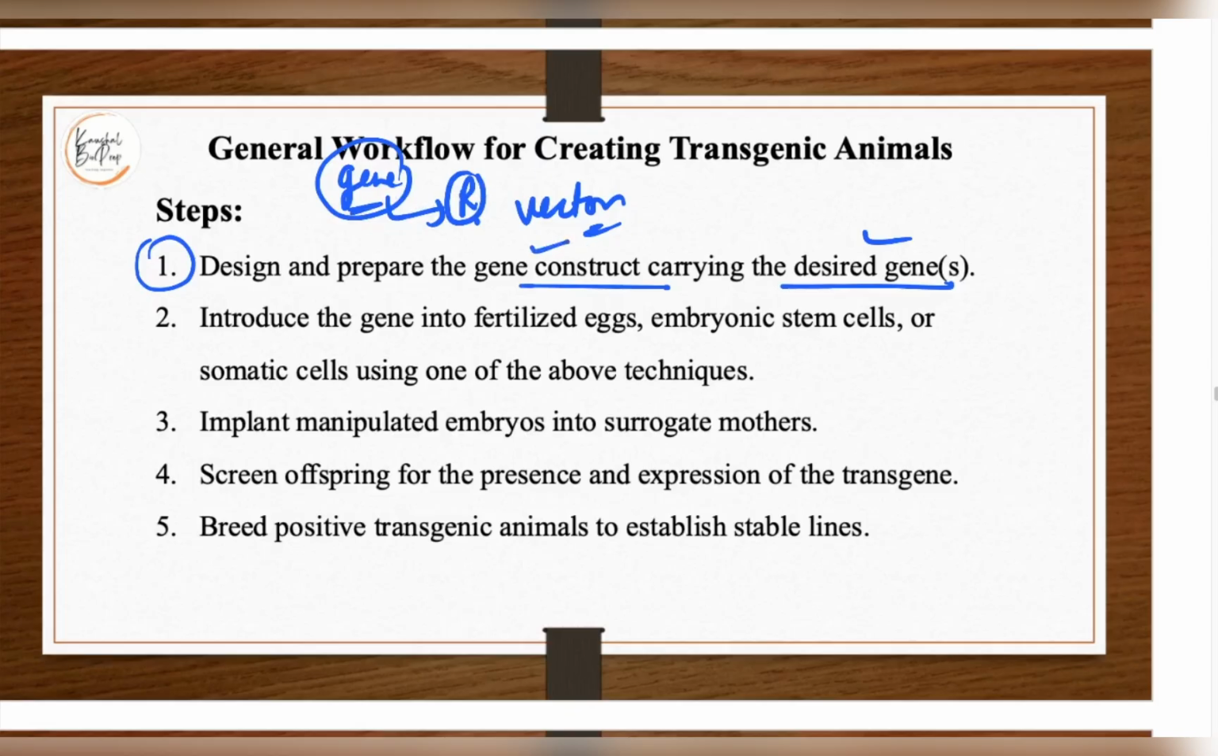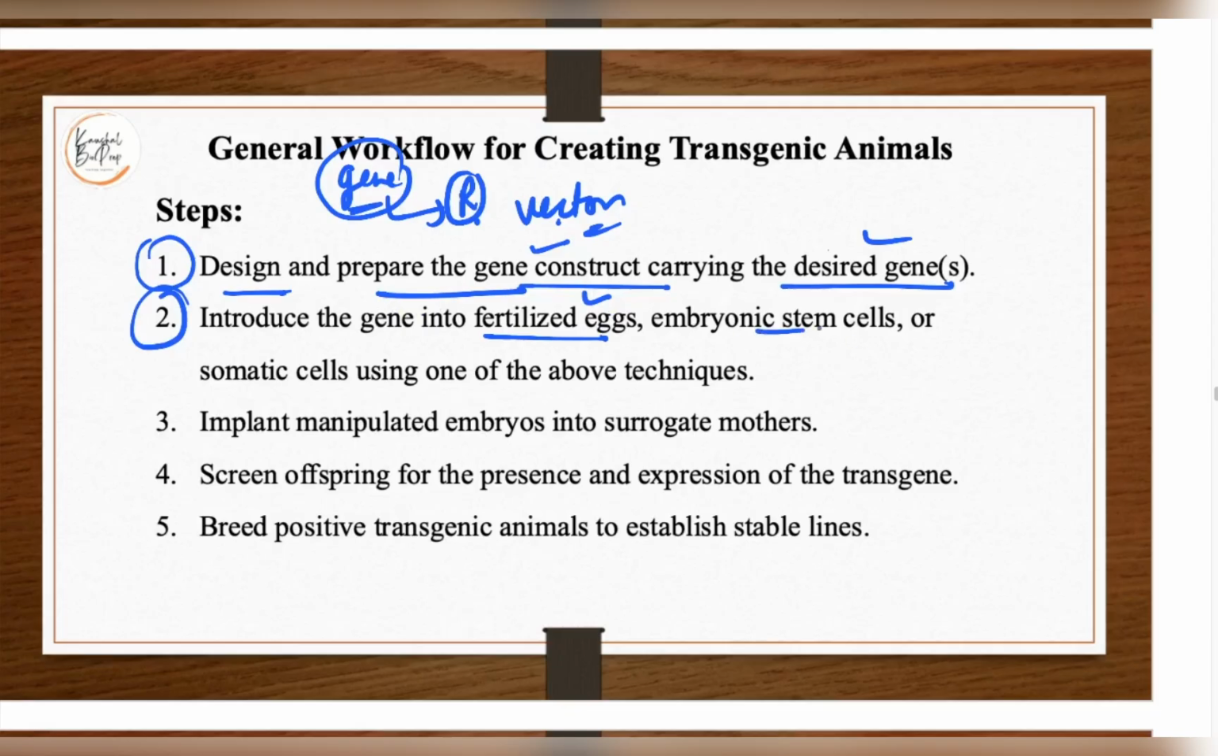So this gene construct, you will design it, you will prepare the gene construct, and this gene construct, which is your vector, will be carrying your desired gene, right? Secondly, introduce the gene into the fertilized egg. Now you will take a fertilized egg and then introduce the gene into the fertilized egg.